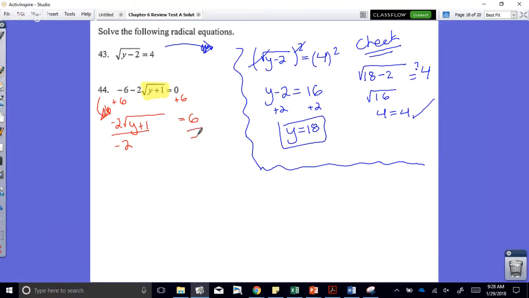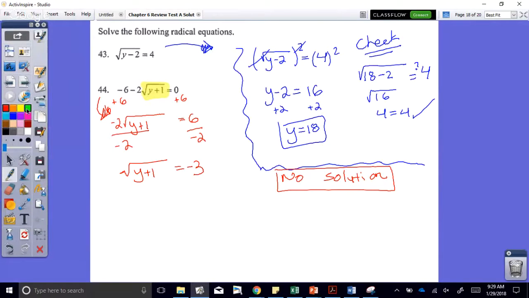Divide by negative 2. I get the square root of y plus 1 is equal to negative 3. Okay, now that it is isolated, we can work on finishing this. However, we've talked a little bit about how square roots are never going to equal negative 3. That's kind of a red flag. So I'm going to go ahead and say, okay, if I know the square root is equal to a negative after I've isolated, I think it's possibly going to be no solution. But in case you forget, let's go ahead and finish.